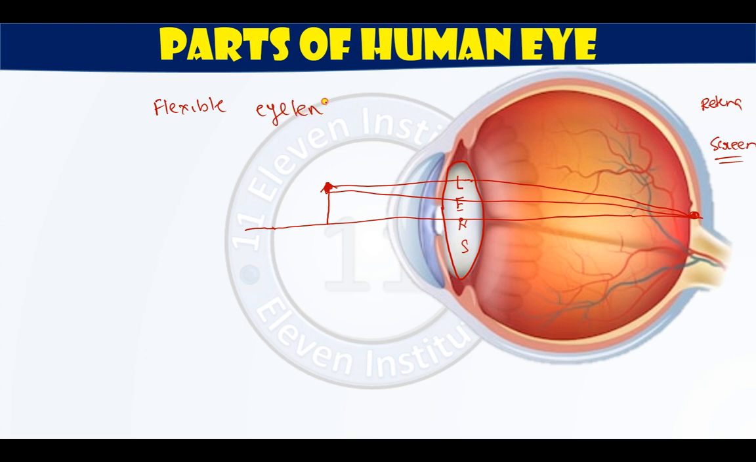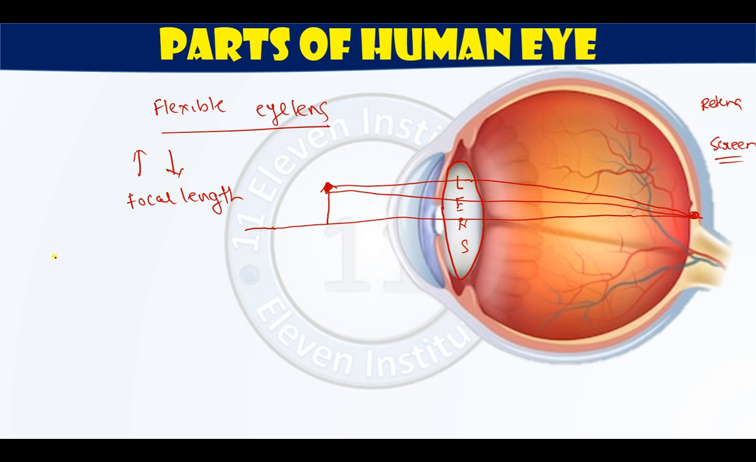The eye lens is flexible in the sense it can increase and decrease its focal length. The artificial lenses that are available in the market cannot increase or decrease their focal length. Their focal length is fixed, but the focal length of the eye lens is not fixed. It can be increased and it can be decreased.